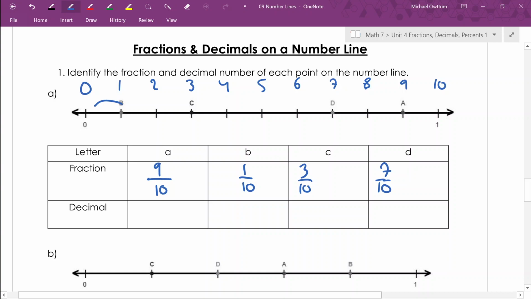As far as our decimal goes, all of these fractions already have a denominator of 10, which means that all of their decimals will reach the tenths place. We know we fill in our digits starting on the right, and any other digits with a 0. So 9/10 is 0.9, 1/10 is 0.1, 0.3, and 0.7 for 3/10 and 7/10 respectively.